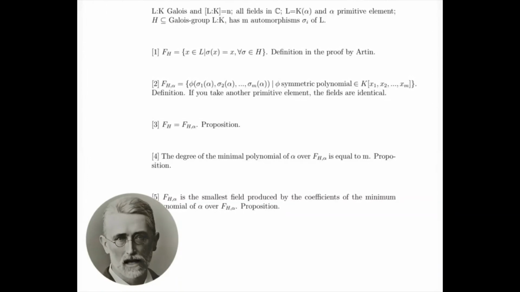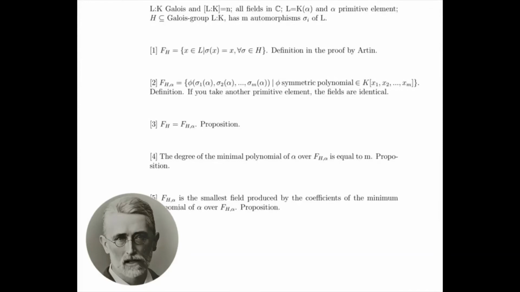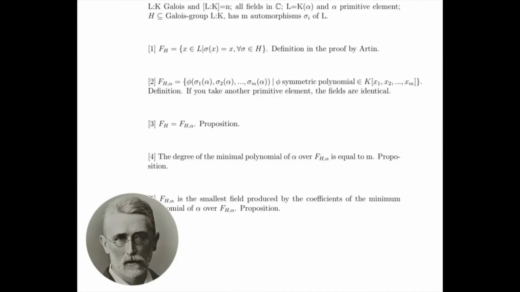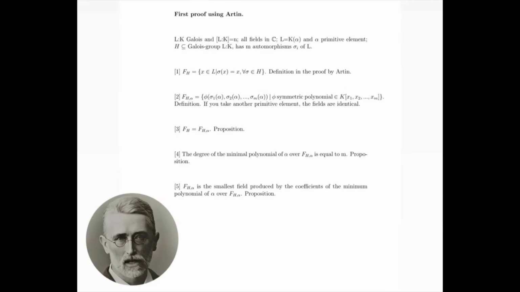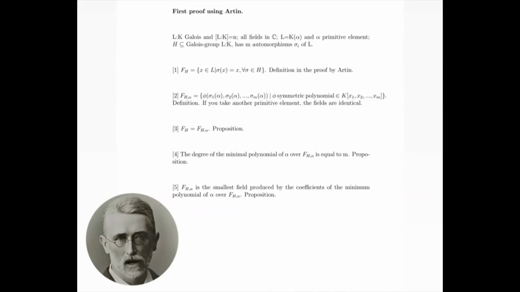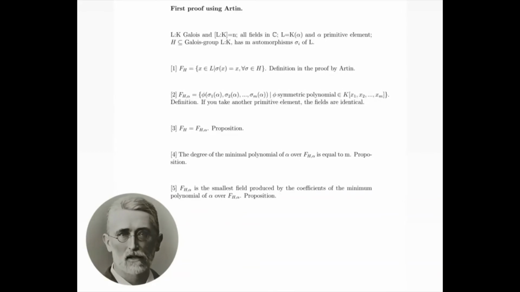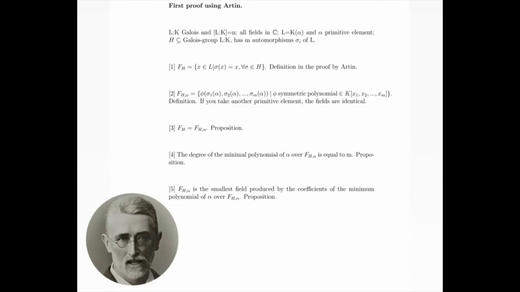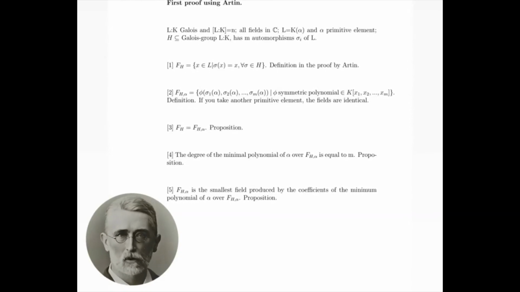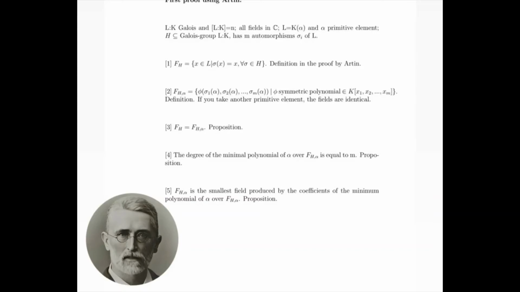In proposition 3, one direction may be difficult. Use the arithmetic mean formula. At proposition 4, the minimum polynomial of alpha has as zeros the images of alpha under the action of the automorphisms of the group H; there are exactly m.